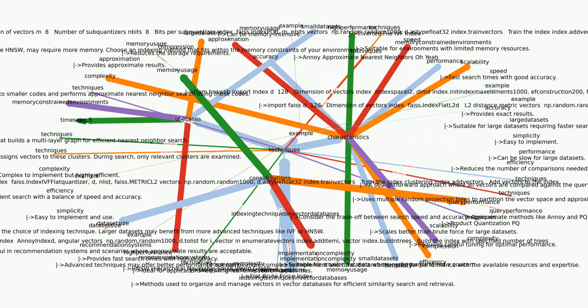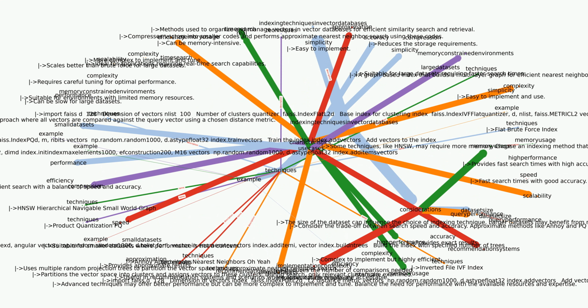Example: import faiss. d = 128, the dimension of vectors. m = 8, the number of subquantizers. nbits = 8, bits per subquantizer. index = faiss.IndexPQ(d, m, nbits). vectors = np.random.random(1000, d).astype('float32'). index.train(vectors) trains the index. index.add(vectors) adds vectors to the index.